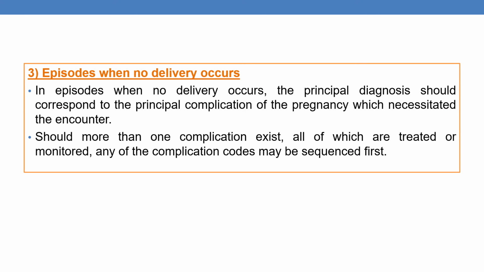Now coming to the next guideline, episodes when no delivery occurs. Coding guidelines for encounters when no delivery occurs. In episodes when no delivery occurs, the principal diagnosis should correspond to the principal complication of pregnancy which necessitated the encounter. The principal complication will be the PDX, which is the reason for the encounter. If there is more than one complication which necessitated the visit, all of which are treated or monitored, any of the complication codes can be sequenced first. You need to code all the complications that have been treated or monitored.